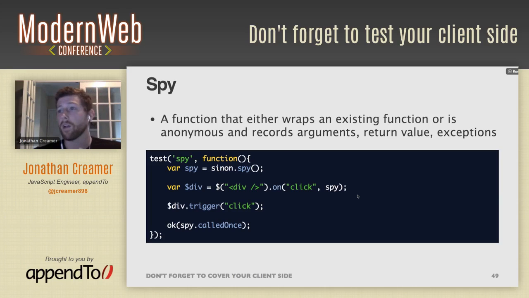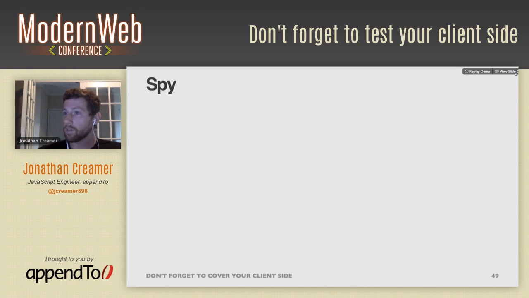So here in this example, I'm passing the spy into the click handler for my div. And when I trigger the handler, the click event is going to run, and I'm going to be able to check on my spy that it was called once. And there's APIs for called twice, called thrice. I think it just goes to 3. You can get call counts, you can get arguments, exceptions, return values, all off of those spies. So they're a really great way to just ensure that the function you're passing in somewhere as a callback is working as you expect it to work.